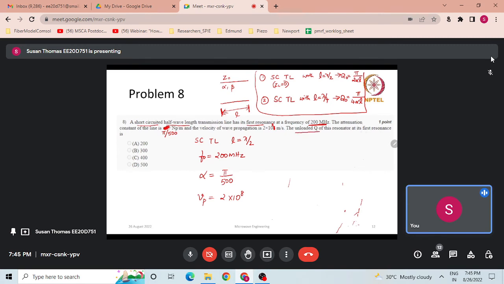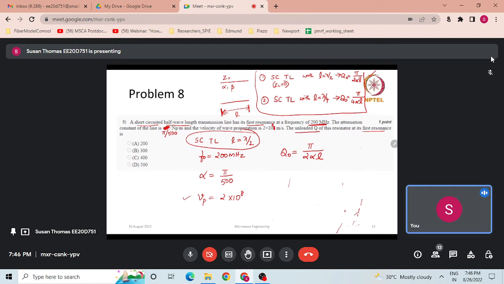The unloaded Q factor of this resonator at first resonance. So how do we find the unloaded Q factor of a short circuited transmission line with L equal to lambda by 2? Let us use the first equation: Q naught is equal to pi by 2 alpha into L. Because we are given Vp, we need to simplify this equation in terms of beta, or in terms of Vp.